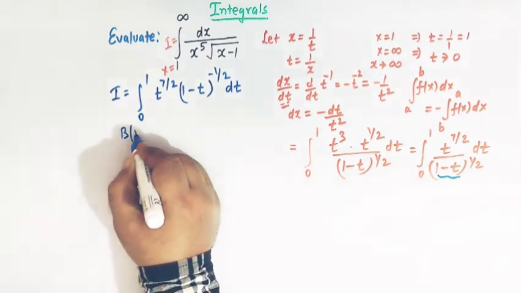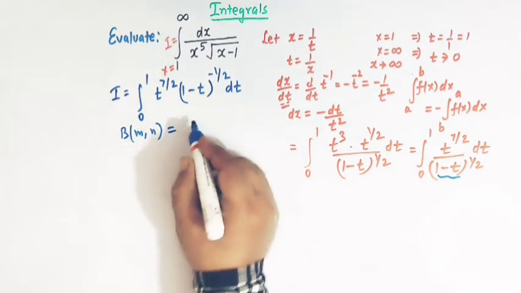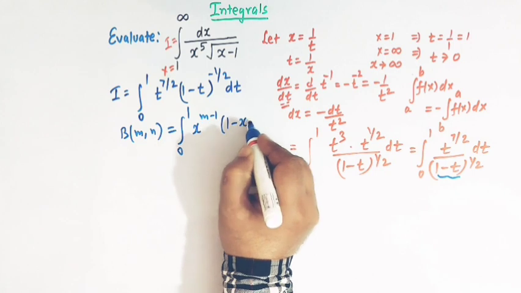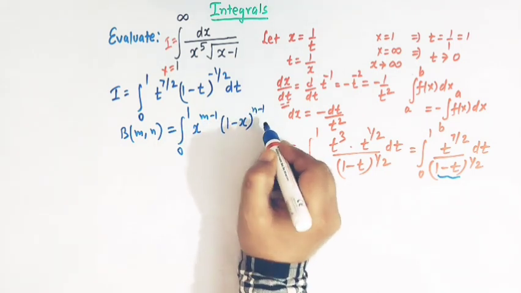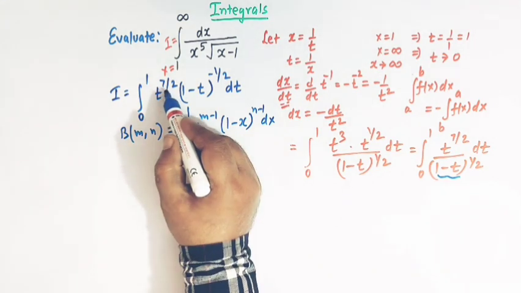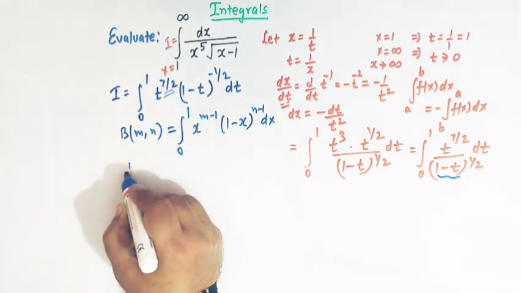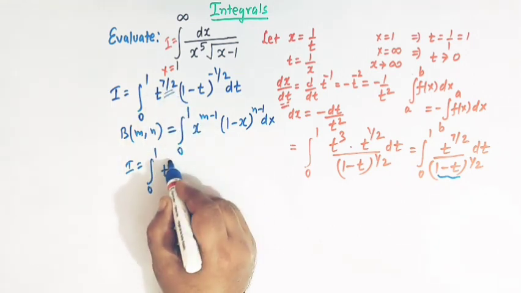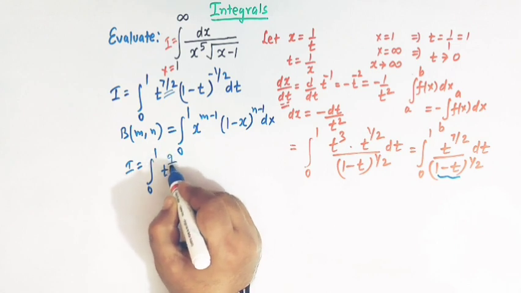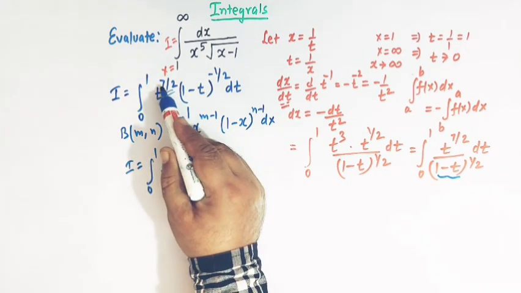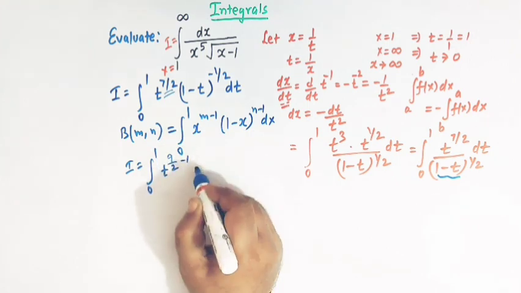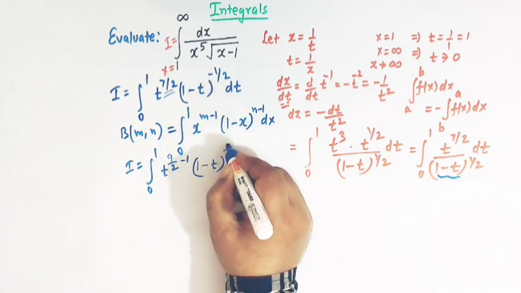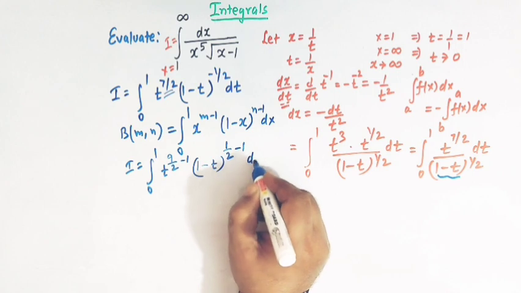So the beta function is defined as beta mn, and we have 0 to 1 x raised to m minus 1, and here we have 1 minus x raised to n minus 1 dx, right? So now see, here we have 7 over 2, so we can write this integral as 0 to 1 t raised to 7 by 2. 7 by 2 can be written as 9 over 2 minus 1, right? And here we have 1 minus t raised to minus half, which can be written as half minus 1, right? And here we have dt.